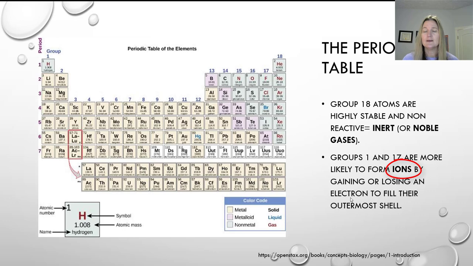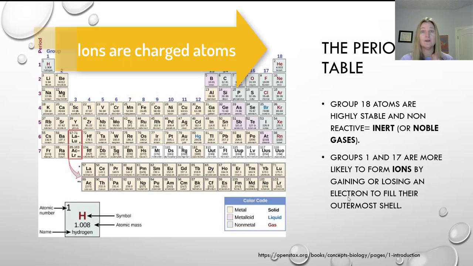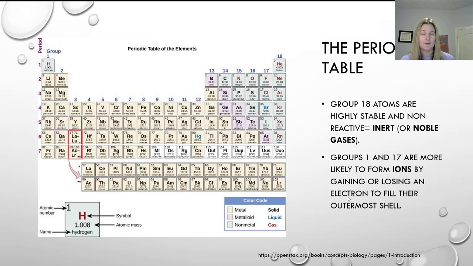So an ion is basically an atom where the amount of protons, or the ratio of protons to electrons, is not equal. So if they have an extra proton, then they're going to be positively charged. So it's a positively charged ion. If they have an extra electron, then they would be negatively charged.